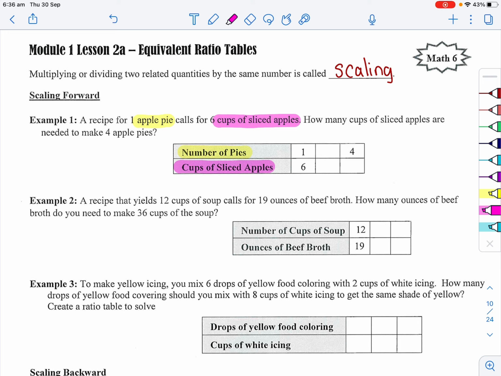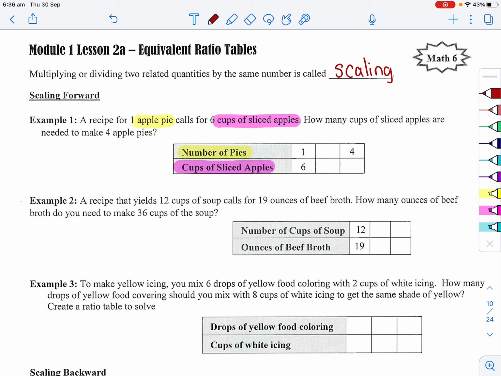The order of these things does not matter as long as you have the correct value associated with each unit. So if I wanted to put cups of sliced apples on top, I could as long as I keep the 6 with it. So you can see in the table that there's 1 apple pie on top and there are 6 cups of apples on the bottom. And then I'm going to use my question to help me fill in the next part.